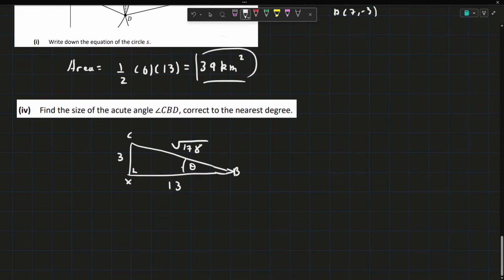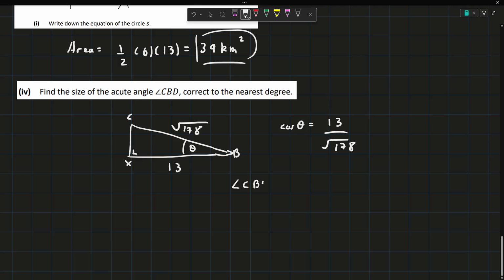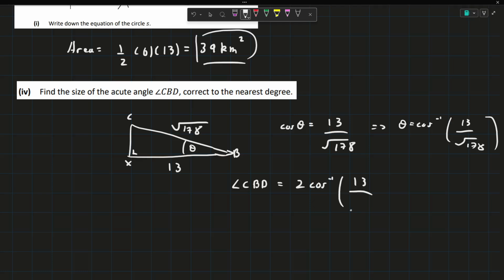We can use whatever trigonometric ratio we want. For example, if you didn't clock that this is half of 6, it's fine, because we still have the other two sides. This is the hypotenuse. This is the adjacent. So we can say that cos of theta is equal to the adjacent over the hypotenuse, so it's going to be 13 over root 178. And then the angle CBD will just be double that. So theta will be the cos inverse of 13 over root 178, so CBD will just be twice the cos inverse of 13 over root 178.